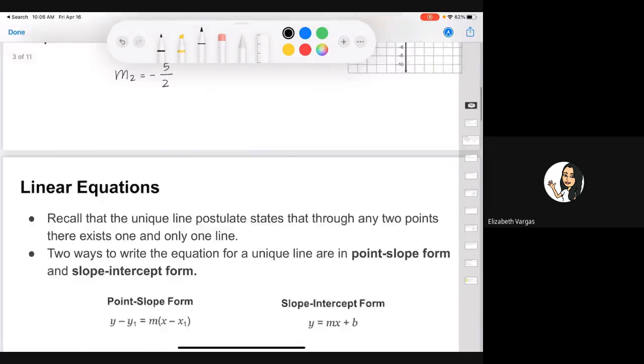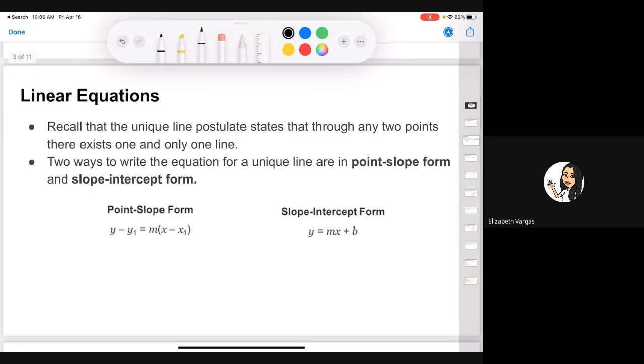No? Okay, so today we're going to write linear equations for these parallel and perpendicular lines. So recall the unique line postulate, which we got in Unit 1, which states that through any 2 points there exists one and only one line. And so today we're going to create an equation which will represent that one line. So there are two ways to write the equation for a unique line: point slope form and slope intercept form. And we're going to work with both of these today.